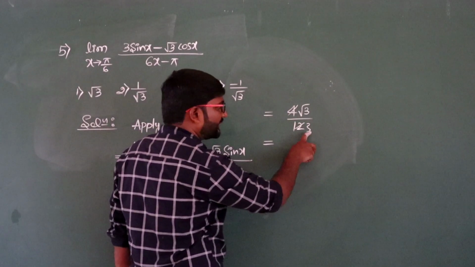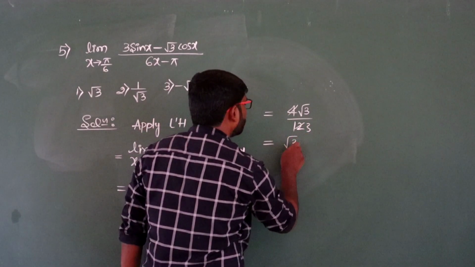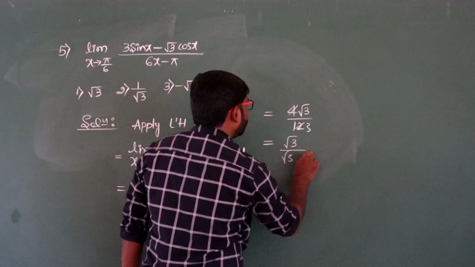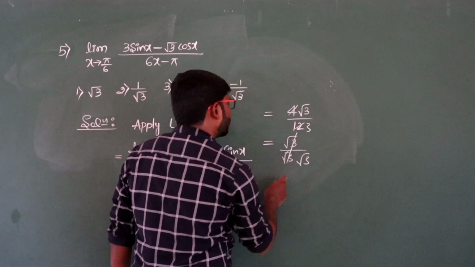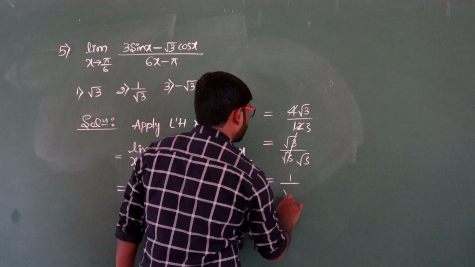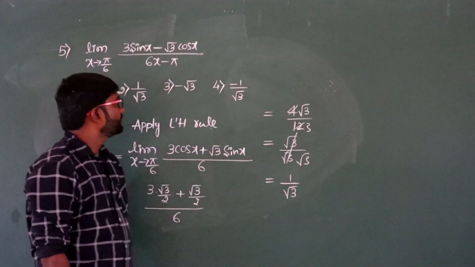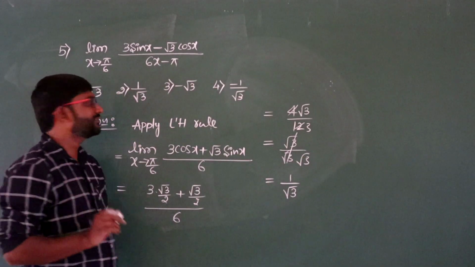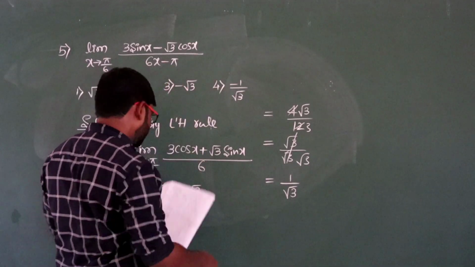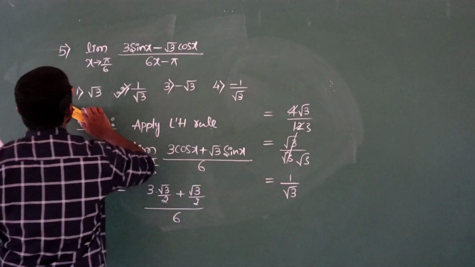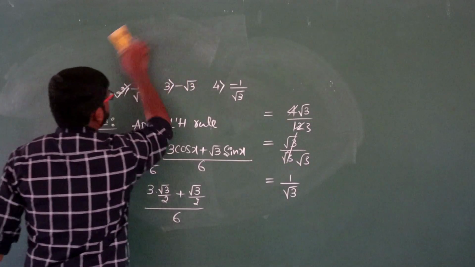This 3 can be written as root 3 into root 3. So here these two get cancelled. We have the answer as 1 by root 3. So check the options now. Option 2 is the correct answer. Note down this and then we'll take up the next question. Question number 6.